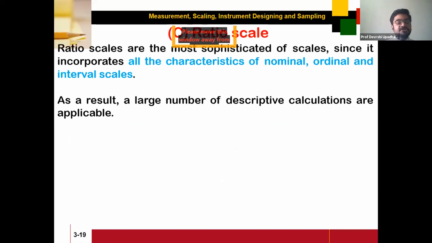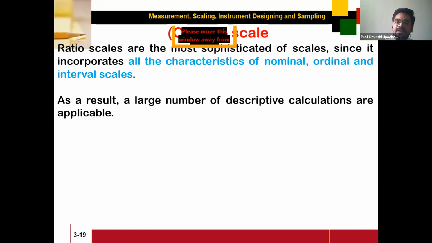Next, the ratio scale, which has the most impact and is one of the most widely used and most sophisticated scales out of these three. It also incorporates all the characteristics of the nominal, ordinal, and interval scales.